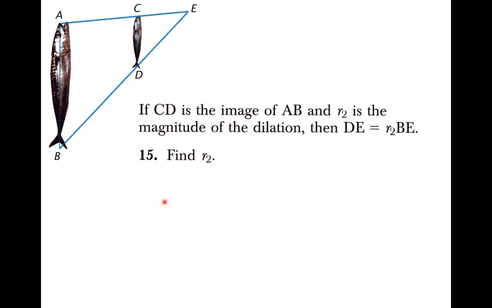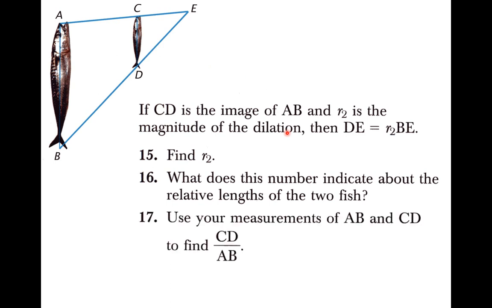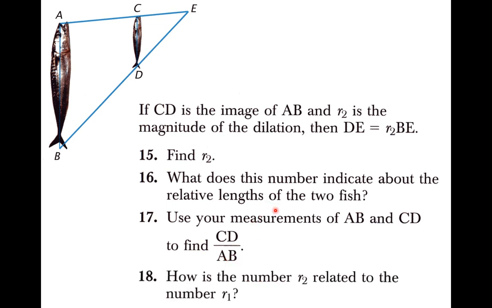Going on yet with this same fish thing. If CD is the image of AB, we're going to do the same thing now. We're just getting a smaller magnitude. The image is going to be smaller than the original. So R2 is going to be a smaller number. And they ask you, what does that mean about how the fish are related compared to each other? They're not cousins. Use your measurements of AB and CD to find that ratio. And then take this R2 that you found. How is it related to R1 from the previous problem?